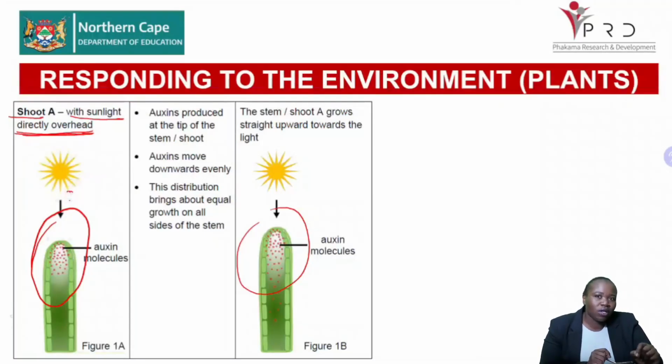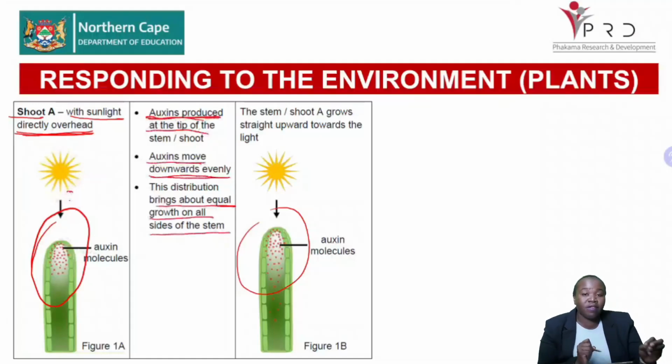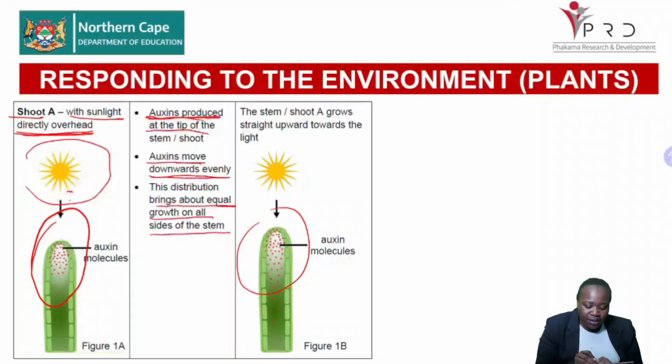Now, what is the role of auxins in this? So as you can see, the auxins are produced at the tip of the shoot or the stem, right? You should always keep in mind auxins are produced at the tip. Now what happens then? The auxins move downwards evenly. When the auxins move downwards evenly, it means that there is going to be equal growth on all sides of the stem, and therefore the stem will grow straight upwards towards that light.